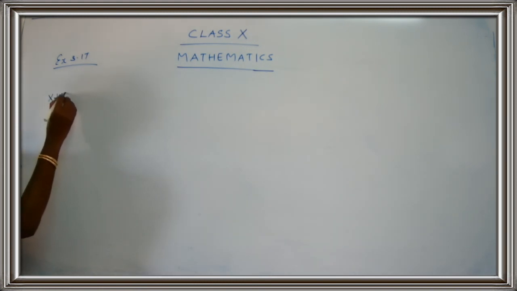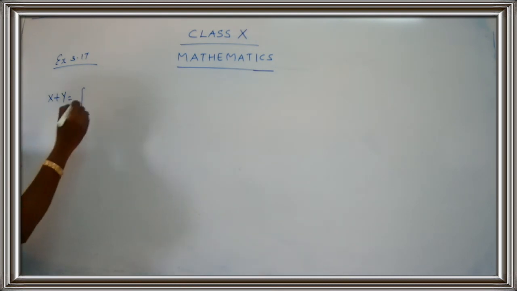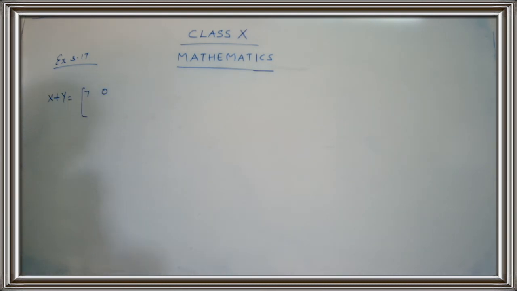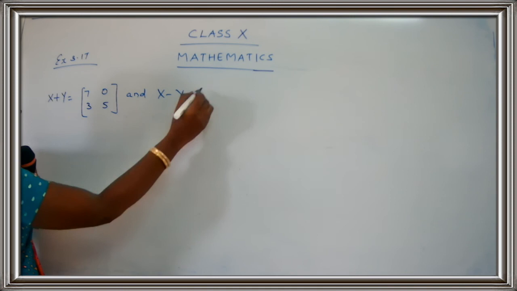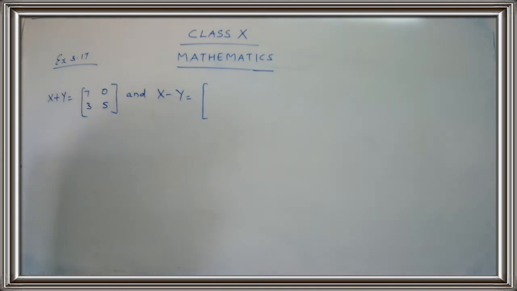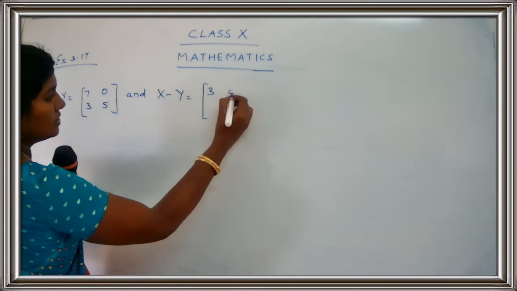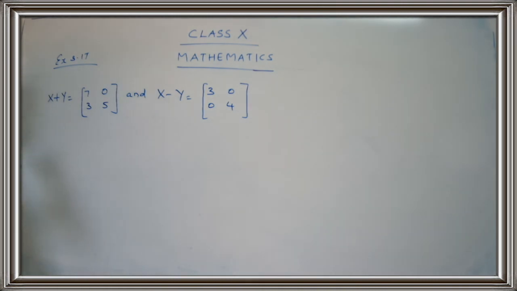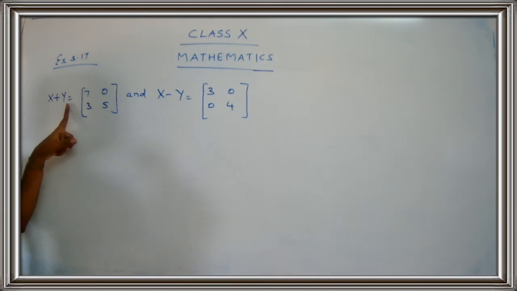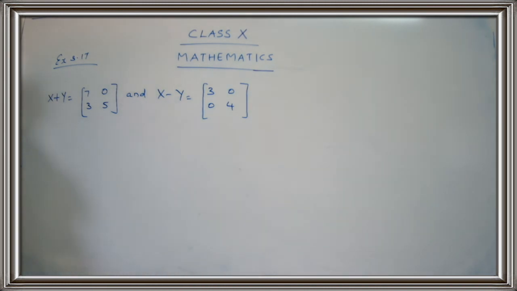Like x plus y is equal to 7035, and also you have been given the value for x minus y, which is 3004. So you have two values, one for x plus y and one for x minus y. X plus y is 7035 and x minus y is 3004. So now what is the question? You have to find out the value for x and the value for y. So let's see how to solve the sum and get the answer.